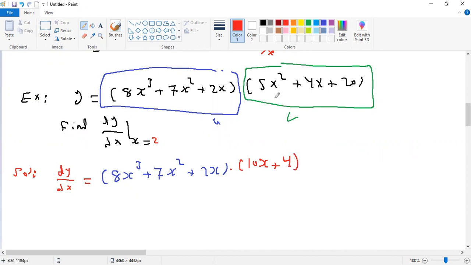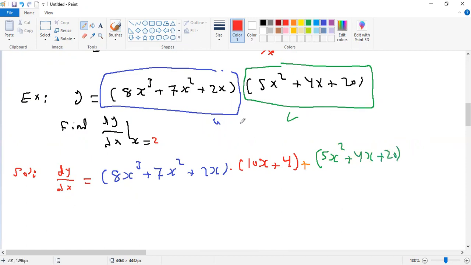So 5x squared, 10x, 4x is 4, because the derivative of x is 1, and the constant has no x, so the derivative is 0. So plus 0, no need to write it. Then plus, the second one, the v, the green one. What is the v? It is 5x squared plus 4x plus 20, written as it is with no change.